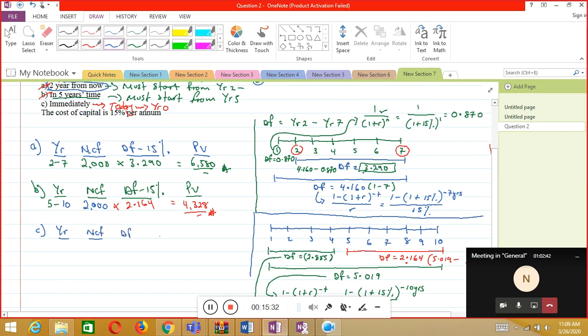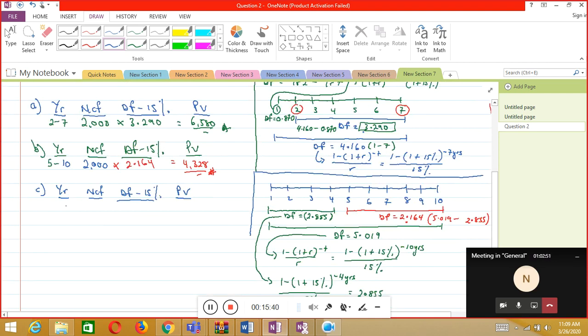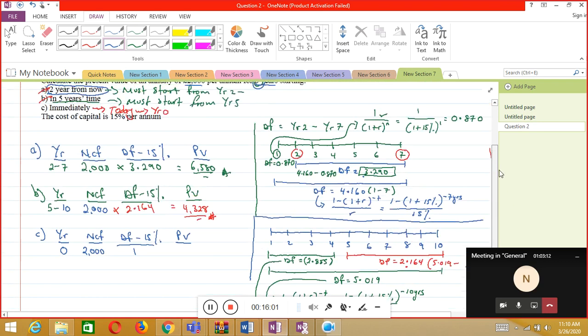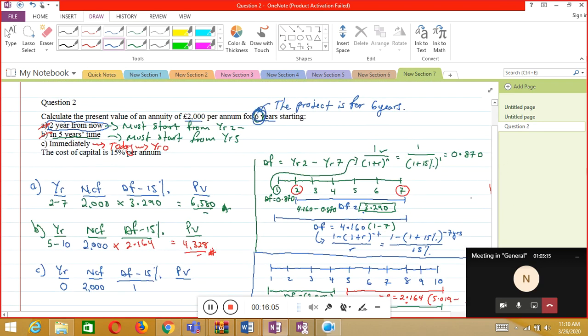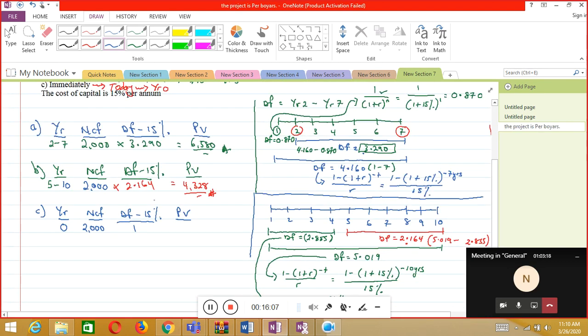So your part C, year, net cash flow, discount factor 15%, and present value, okay? So immediately, that means starts from year 0. So year 0, 2000, okay? Year 0 is 2000, and year 0, you know, the discount factor is always 1. It's fixed, okay? So you don't need to worry about year 0. But remember, the project must be how many years? 6 years, okay? Don't forget that. Year 0, that means you start from today.